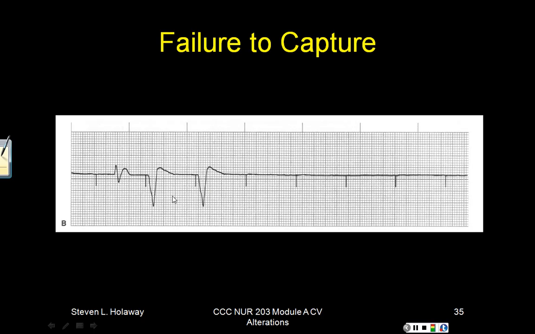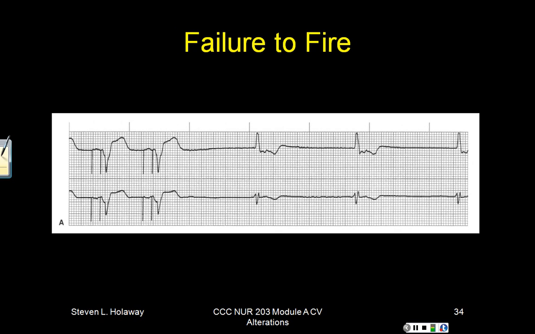So there is something going on unusual with this patient. But failure to capture is where you see a pacemaker spike and there's no QRS, as compared to failure to fire, where we don't see a pacemaker spike and we see the body's own intrinsic rhythm beginning to take over.